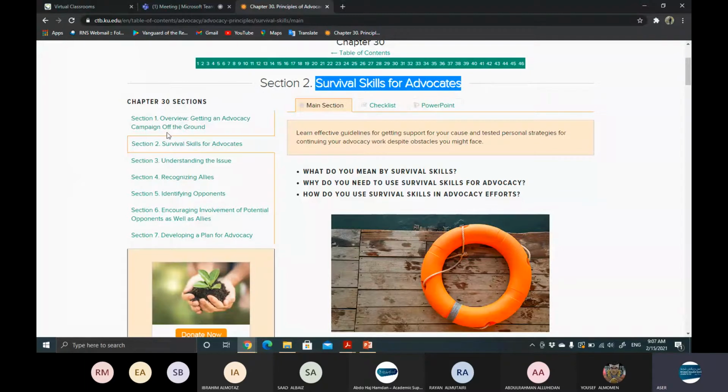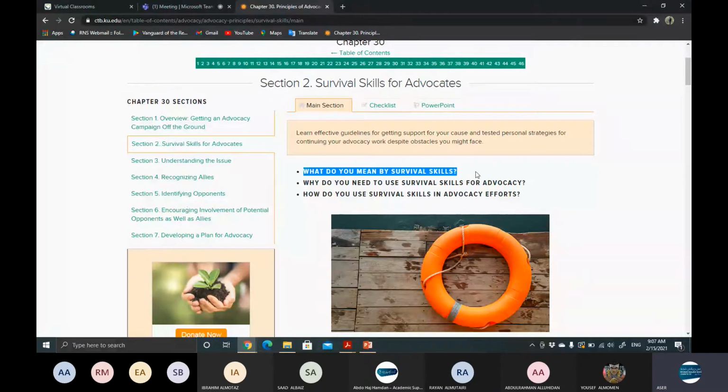So now you have already determined the rightness of your cause. You have determined which institution is making harmful decisions for the environment, and you have set up your cause. And now we need to ask these questions. What do you mean by survival skills? And why do you need to use them while making an advocacy campaign? And also, how do we use survival skills in advocacy efforts?